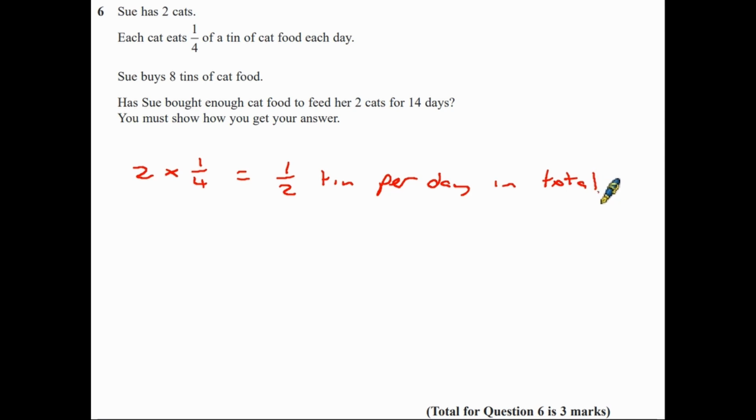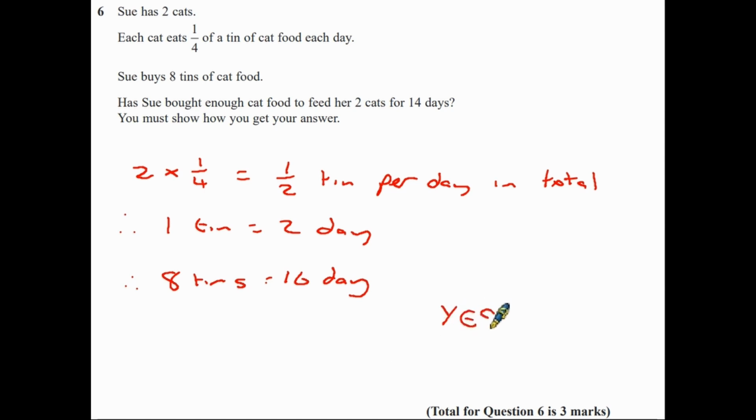Moving on from there, this means that if half a tin is a day, it therefore means 1 tin will last 2 days. If 1 tin is 2 days and she has 8 tins, therefore 8 tins would last 16 days. So in fact she has enough food for 16 days, therefore the answer they are looking for is yes.